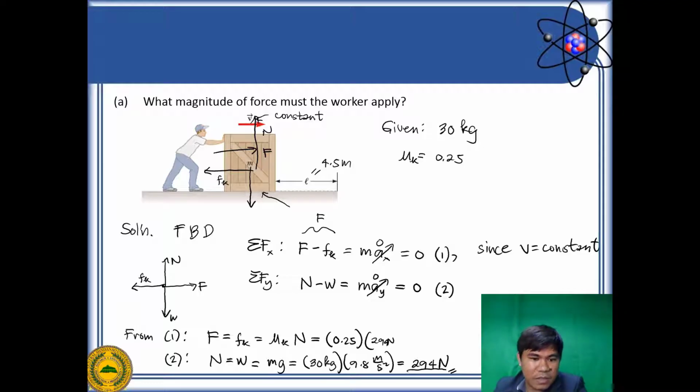294, no, that should be 294 Newton, and this yields 73.5 Newton. Okay, so this is the final answer. That's the value for the force that the human being must apply to the crate.